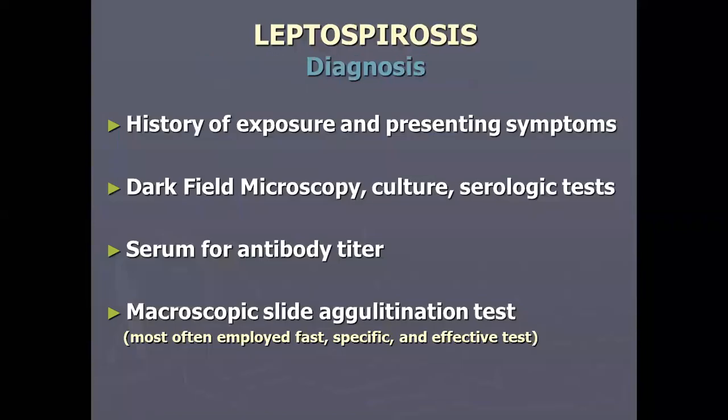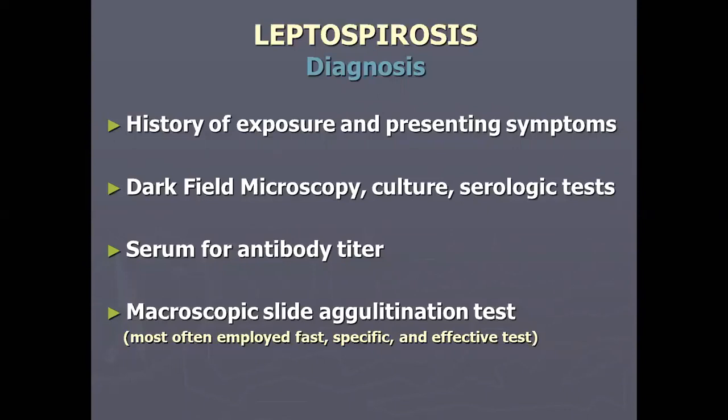Now, how do we diagnose the disease? Of course, the history of exposure of the individual and the presenting signs and symptoms are clinical clues that can give you an idea about the disease. We can go for dark field microscopy. We can go for culture, but it needs some specialized ingredients, particularly serum. And you can go for serological tests, serum antibody titers. The microscopic slide agglutination test is what we see most often, a fast, specific, and effective test. So generalized diagnostic procedures are there.